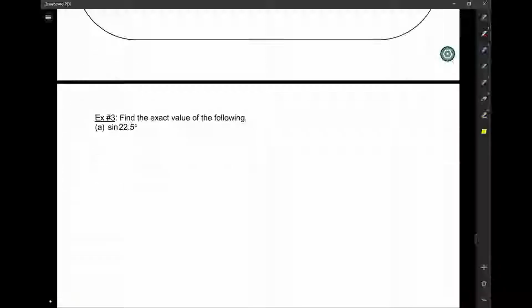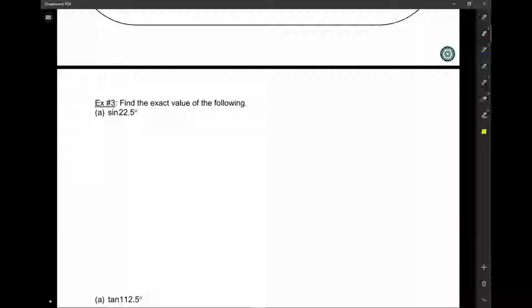Moving on, we have here sine of 22.5, and we need to find the exact value. Now, when you have your sheet of identities, what you need to do in a case like this is go through and find an identity that works for you. Okay, here's a little bit of a hint.